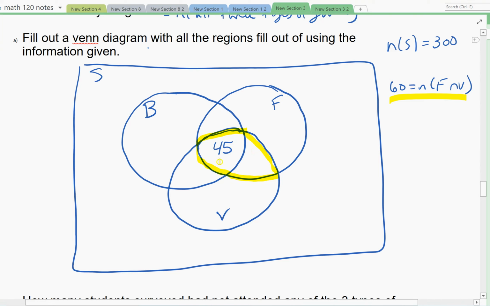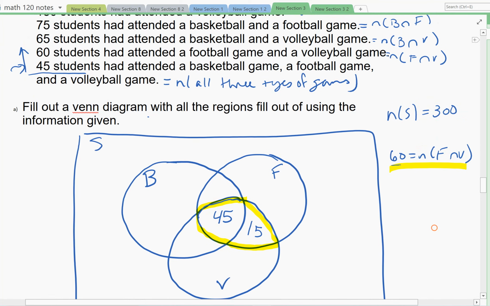Well, I've already counted 45 of those 60 that also went to basketball games. So who's left over that only went to volleyball and football but not basketball? Well, I take my 60 and subtract away the 45 so I don't count people twice. And so 60 minus 45 is 15. If you add up 45 and 15, it adds up to 60. Alright, now I'm going to do the next one up, which is 65 students went to basketball and volleyball.